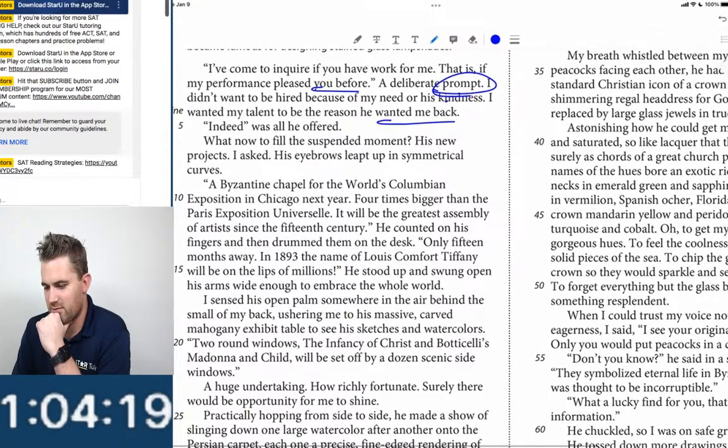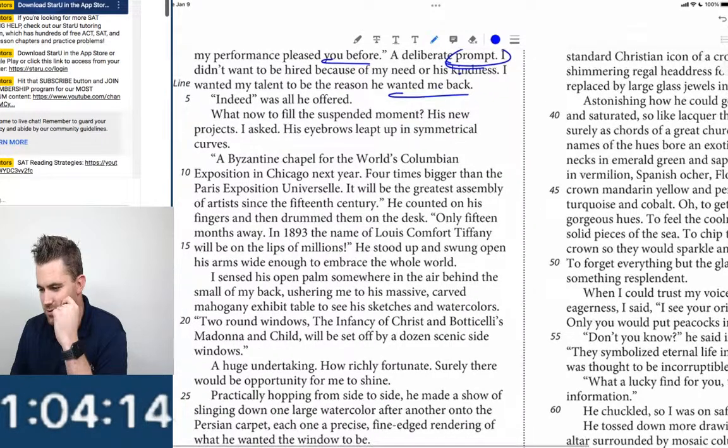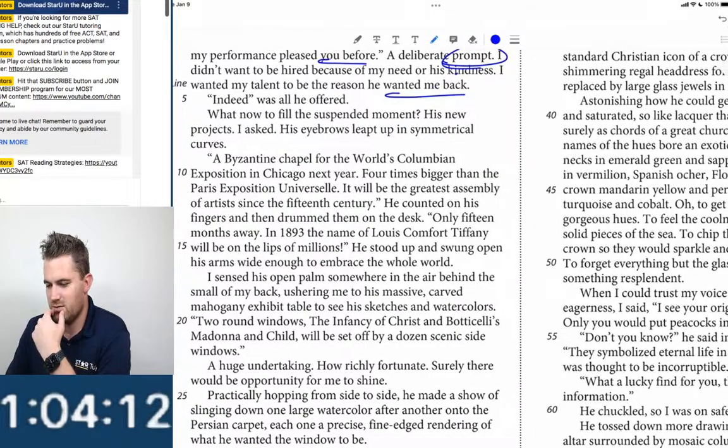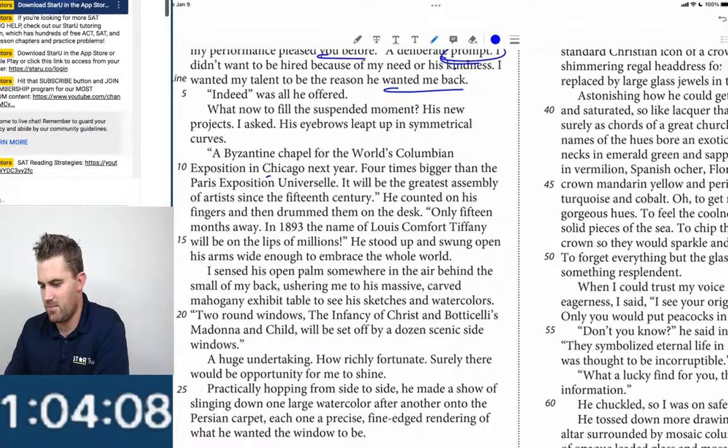But now I feel spend months. New project plans that I wrote left up in symmetrical curves. A Byzantine chapel for the World's Columbian Exposition in Chicago next year, 4 times bigger than the Paris Exposition Universelle.